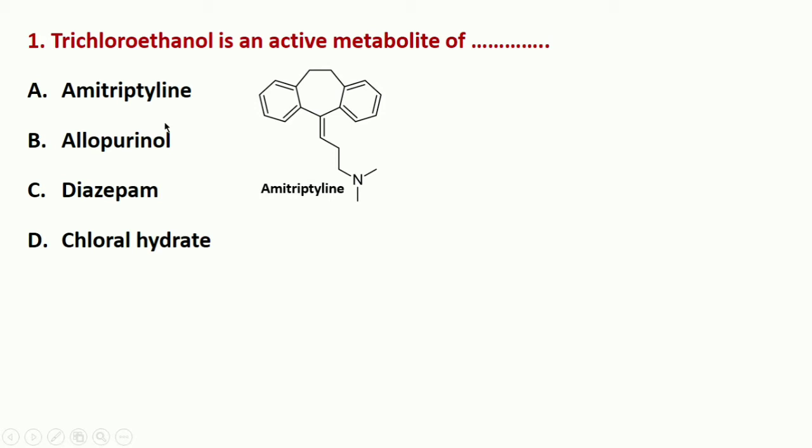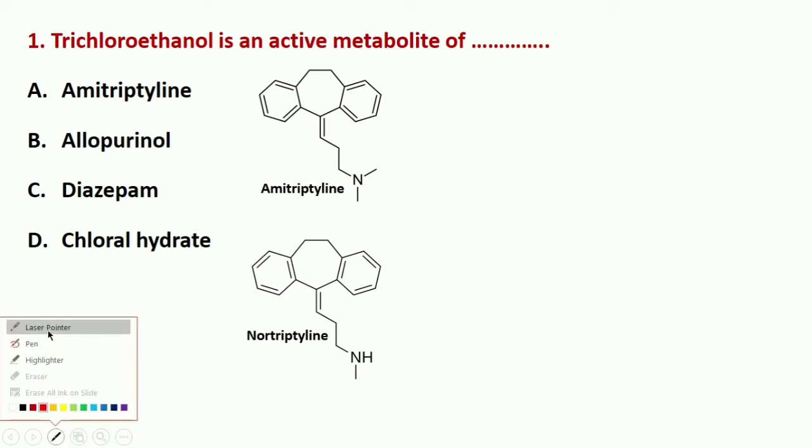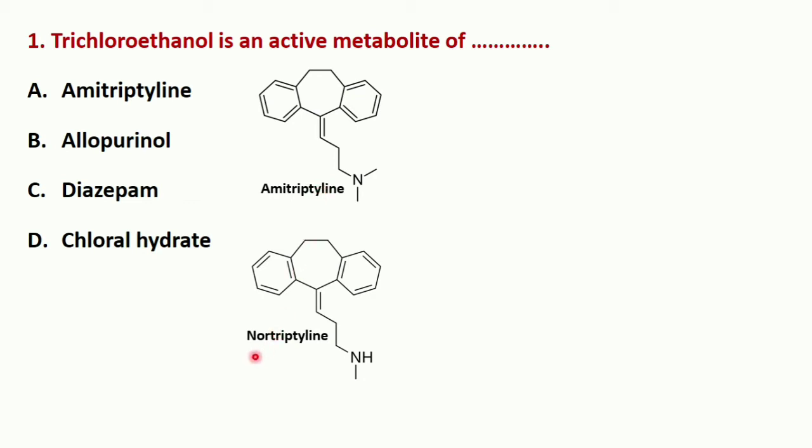Amitriptyline is a tricyclic antidepressant, TCA. In amitriptyline, we can observe that dimethyls are present on the nitrogen. After metabolism, one methyl is going to be removed; N-demethylation is going to happen. So this is the active metabolite we can observe. Amitriptyline after metabolism gives nortriptyline, and this nortriptyline is the active metabolite.